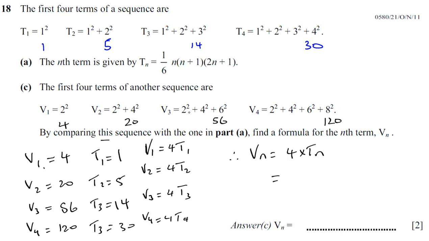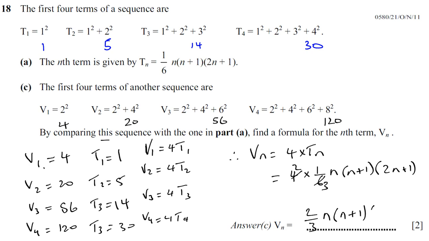Therefore, we could say that Vn is going to be 4 times Tn, which they gave to us. So it's 4 times 1/6 times n(n+1)(2n+1). The 4 and the 6 will cancel out, leaving you with 2 and a 3. Therefore Vn is equal to 2/3 n(n+1)(2n+1). And there we have the nth term of this sequence.